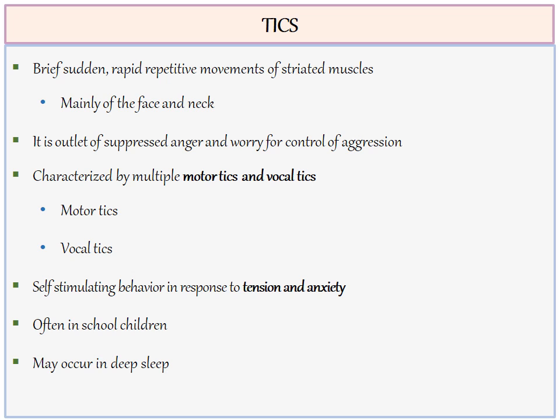Tics are brief, sudden, rapid, repetitive movements of striated muscles, with worry about control of aggression. Characterized by multiple motor tics and focal tics. Motor tic examples are eye blinking, grimacing, shrugging the shoulders, tongue protrusion, and facial gestures. Vocal tic examples are throat clearing, coughing, barking, and sniffing. Self-stimulating behavior in response to tension and anxiety in school children; it may occur in deep sleep.